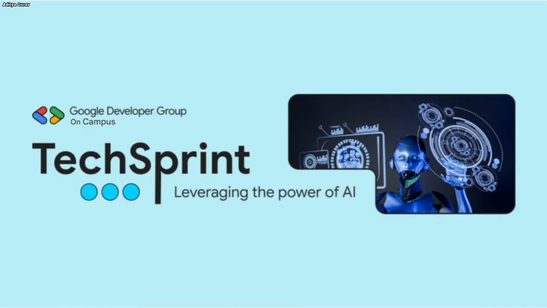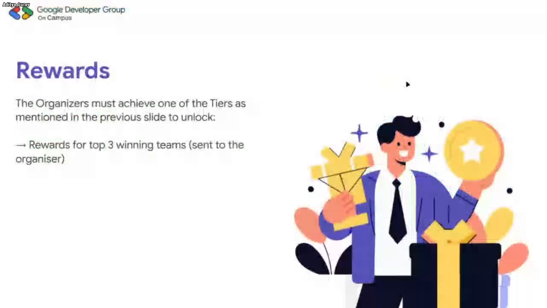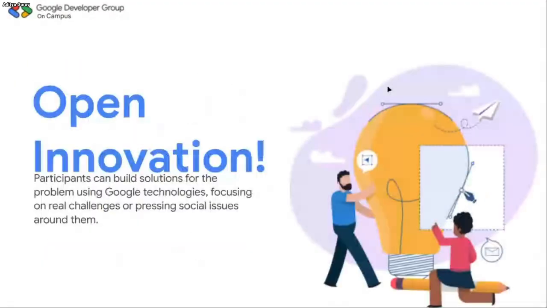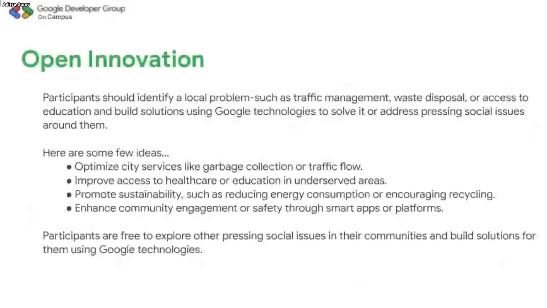Firstly, rewards for the top teams, as we have discussed in the previous video. Now, the problem statement was open innovation. Participants can build solutions for the problem using Google technologies, focusing on real challenges. They can be any kind of social issues, relating to our campus, or any kind of social activity you can see around us.